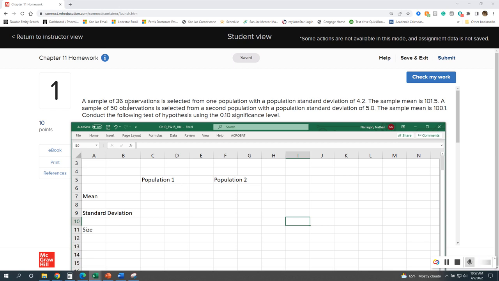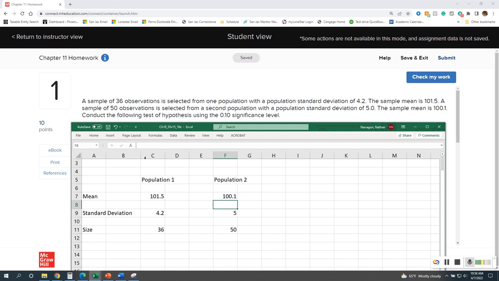Starting off, I have a sample size of 36 observations, so 36. We have a standard deviation of 4.2, and the sample mean is 101.5. That's our first population. Next, we have the 50 sample size observations with a standard deviation of 5 and a mean of 100.1.